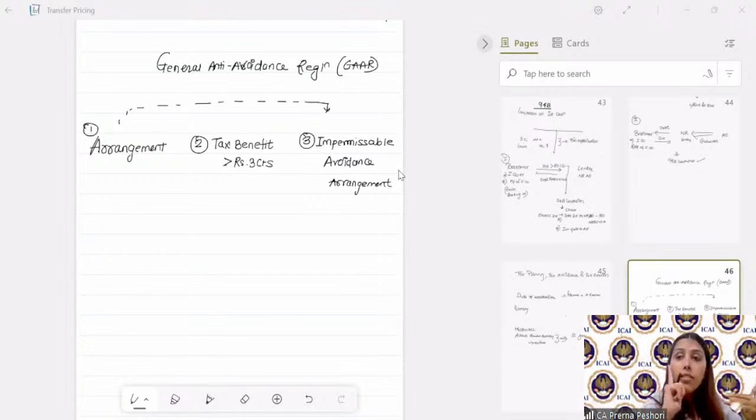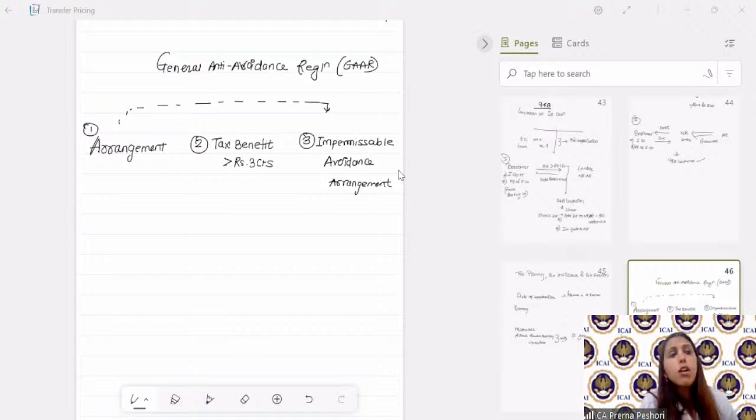So GAR and SAR can coexist. Even if we have a SAR already present, transfer pricing already present, but if the transfer pricing rules are incapable of tackling this kind of tax avoidance, and there is much more into it, the GAR can still be invoked. Is that clear?